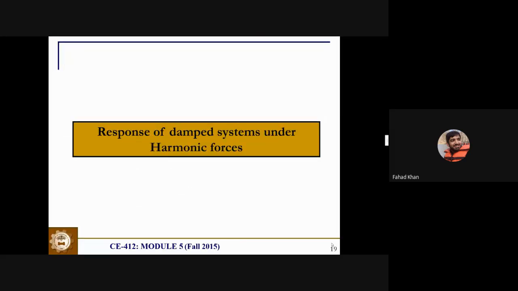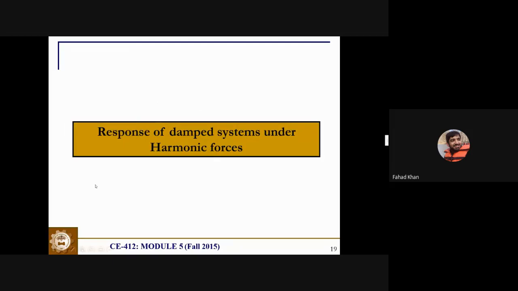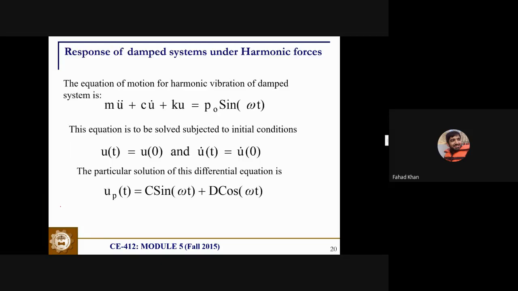So then we move on to our more complicated form, which is the response of a damped system under harmonic forces. In the previous 18 slides, we studied undamped systems, and now we will carry on with the damped case. Now, as you can see, our equation of motion will take this new form: m u double dot plus c u dot plus k u equals p naught sine omega t.